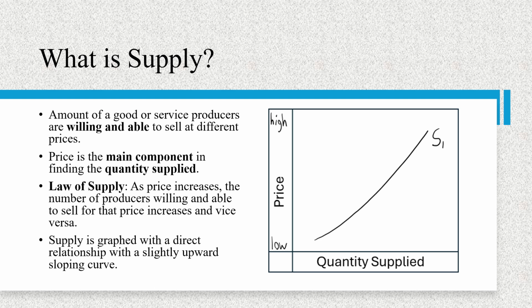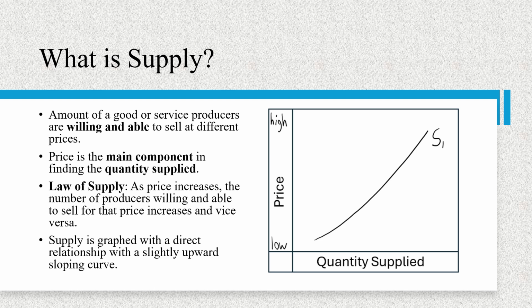So firstly, what is supply? Well, supply is the amount of a good or service that producers are willing and able to sell at different prices. So willing and able to sell means that the price of the product is enough to keep the lights on and make the suppliers happy, give them a decent profit.